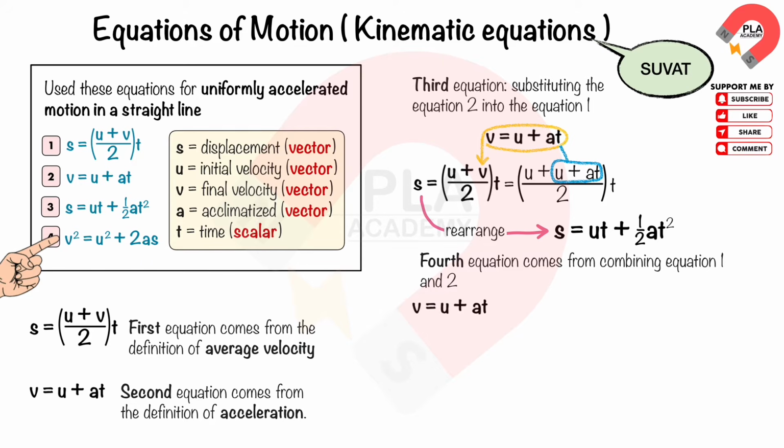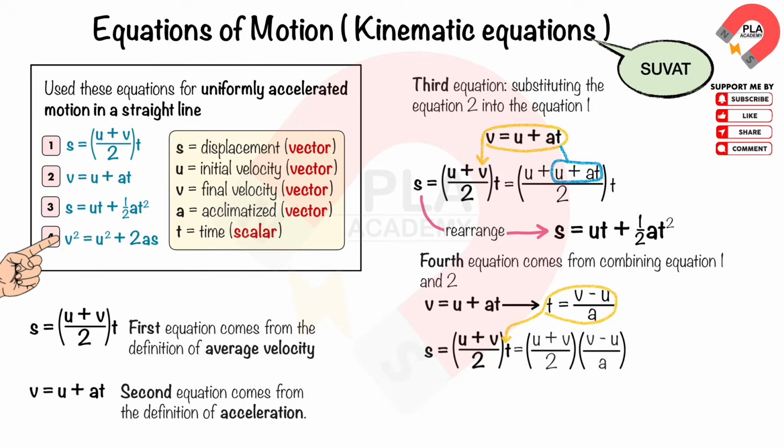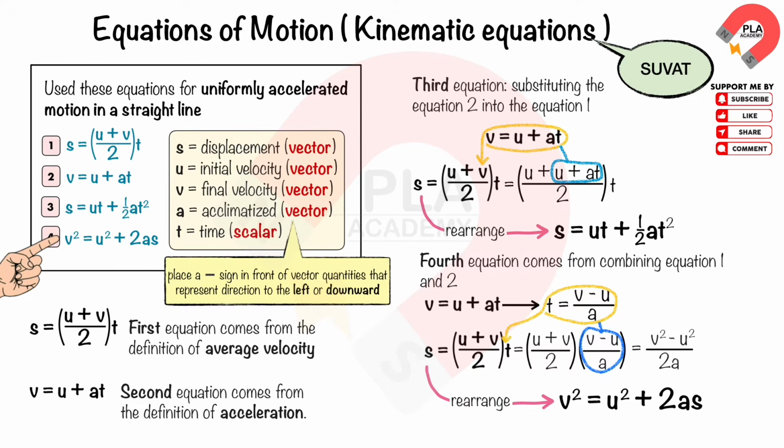We rearranged the second equation to make time t the main variable, like this. Then we put this value for time t into the first equation, like this. We rearranged the equation to get the fourth equation, like this. When using kinematic equations, we place a negative sign in front of vector quantities that represent direction to the left or downward.